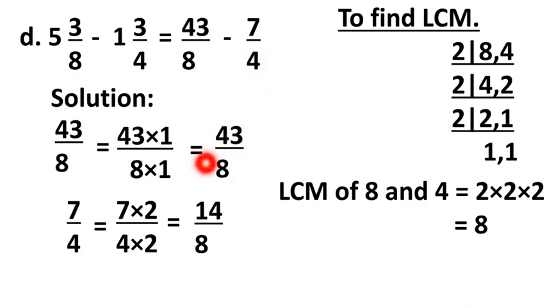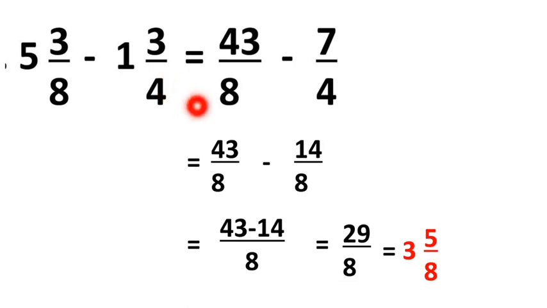Then the second fraction, 7 by 4. What do you multiply by 4 to get 8? 2. So you multiply by 2 in the denominator and numerator. So 7 into 2 divided by 4 into 2 is equal to 14 by 8. Then take and write the question and substitute the values: 43 by 8 minus 7 by 4 is equal to 43 divided by 8 minus 14 by 8. Then subtract the numerator alone. 43 minus 14 divided by 8 is equal to 29 by 8.